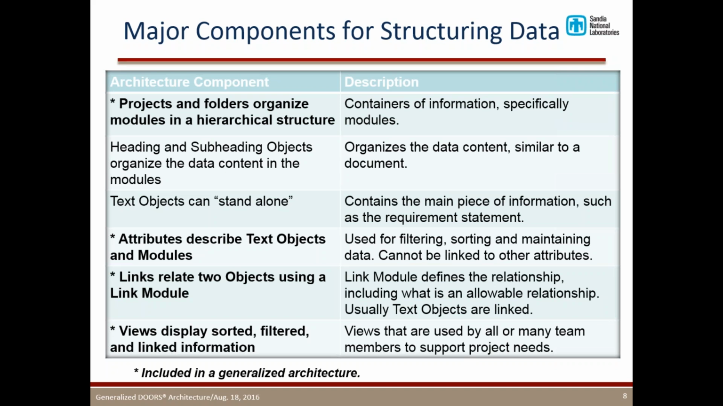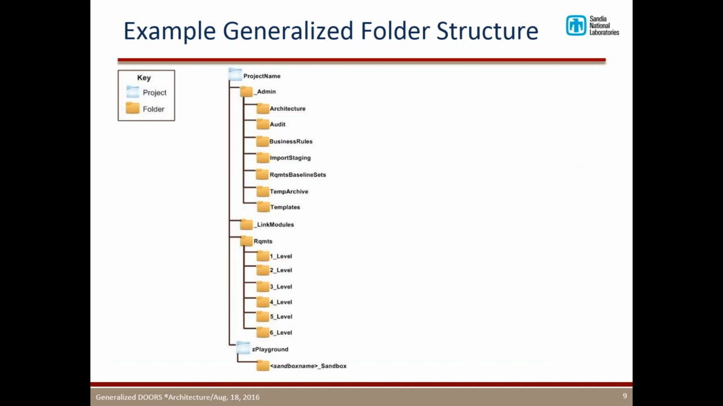So this slide lists the components of a general architecture. These are listed in bold. Like the first one, it includes projects and folders. This organizes modules in a hierarchical structure so you can do your traces. It also includes attributes that describe text, objects, and modules. Links that relate objects using a link module. And the views that display information. Next slide.